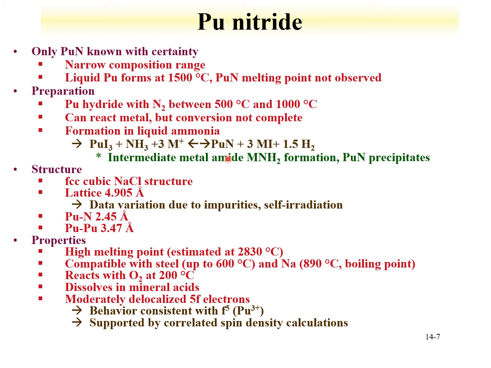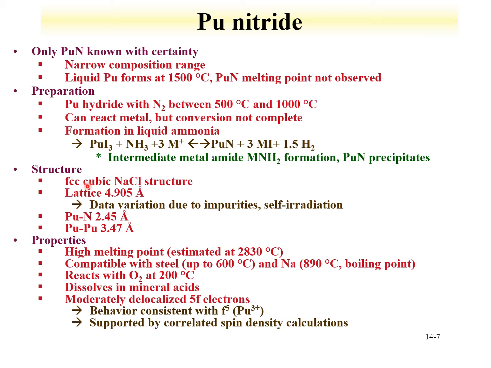With this reaction, you get an intermediate amide formation, and in this, the plutonium nitride will precipitate out of the ammonia solution. This is an interesting synthesis where if you wanted to tune plutonium nitride properties, you could tune them, similar to a sol gel process for making nuclear fuel with certain particle size.